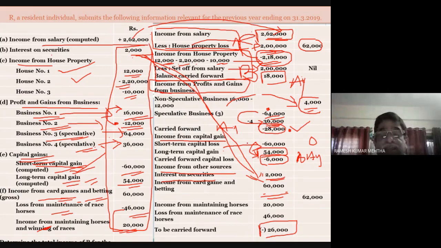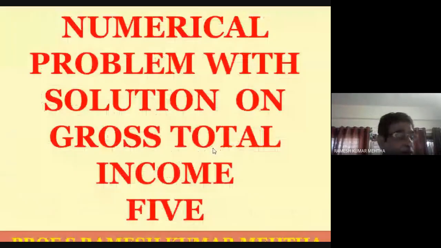Now you can ask me, sir, there is a speculative loss of 28,000 rupees. Can I set off against this? No. Please remember, speculative business loss cannot be set off against any other income. Rather, it should be set off against similar income, which is speculative business income only. Hope you have understood this particular problem.